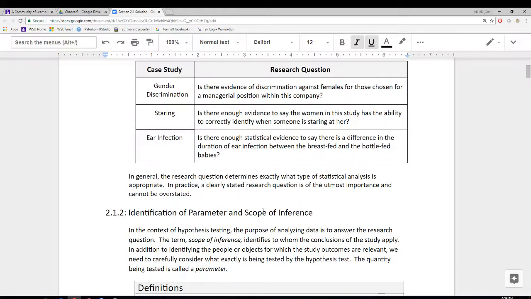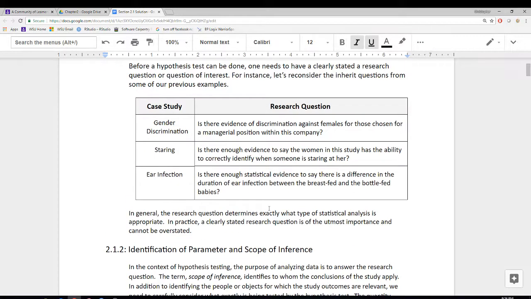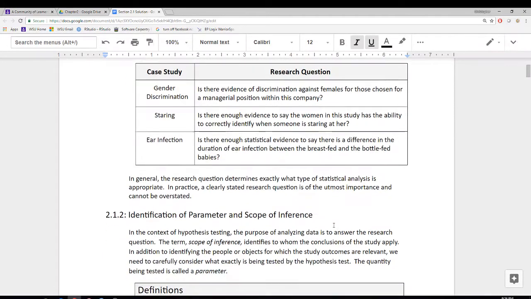In general, the research question determines exactly what type of statistical analysis is appropriate. Therefore, it is important to identify the research question and ensure that it is clearly stated so that the appropriate analysis can be completed.